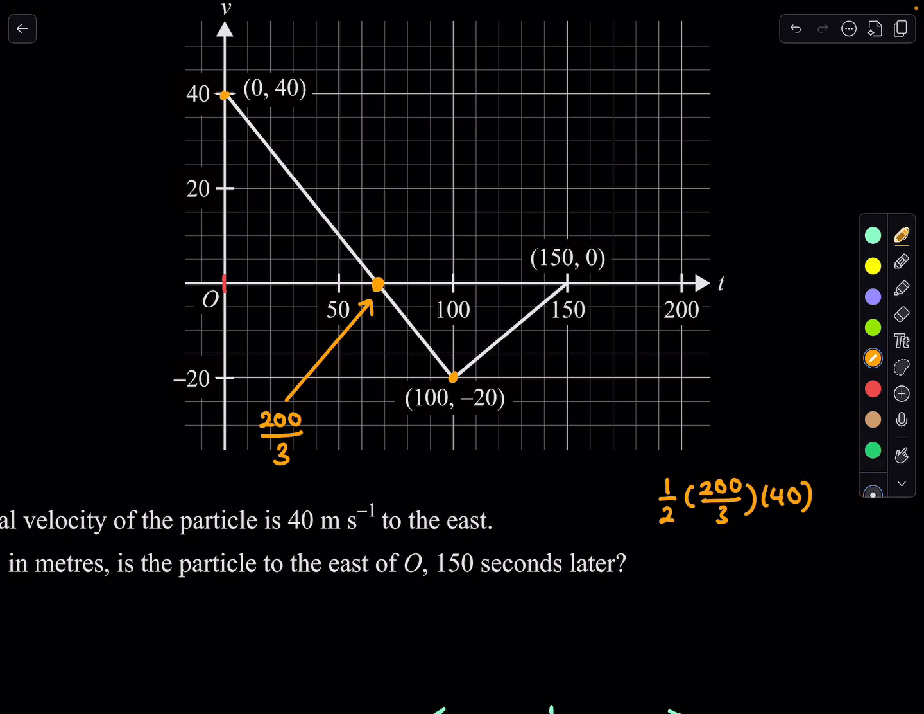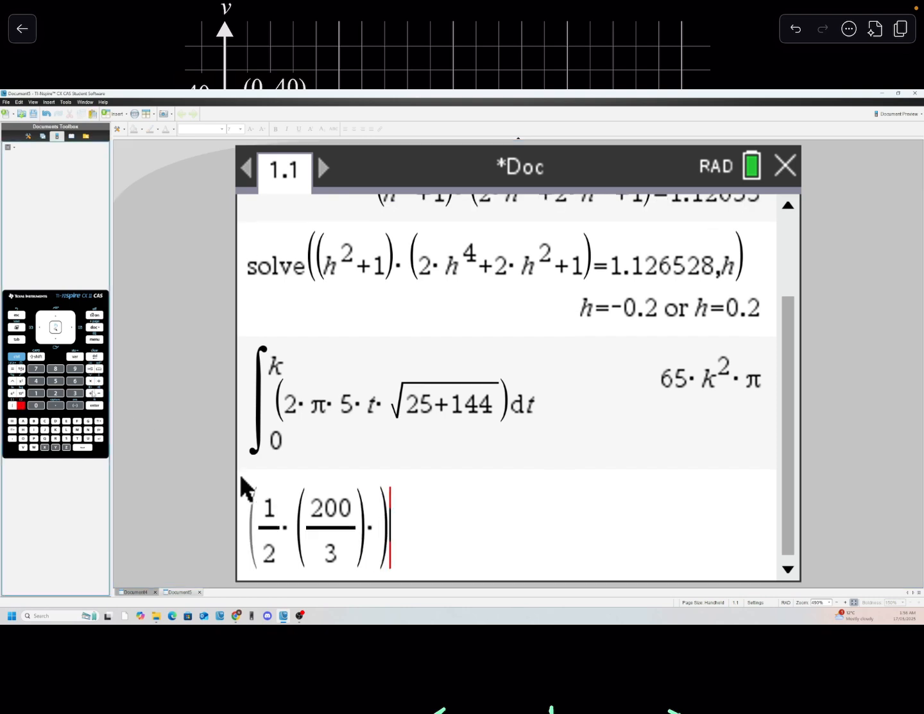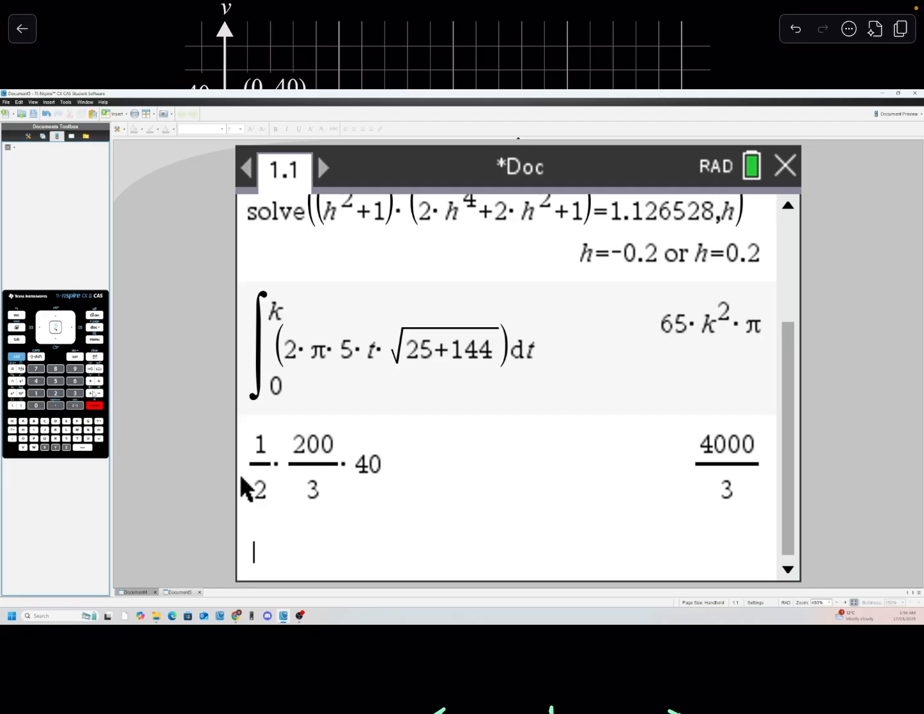Let's put this in our calculator. What do we get? So half times 200 over 3 times 40. There it is, and that is 4,000 over 3.